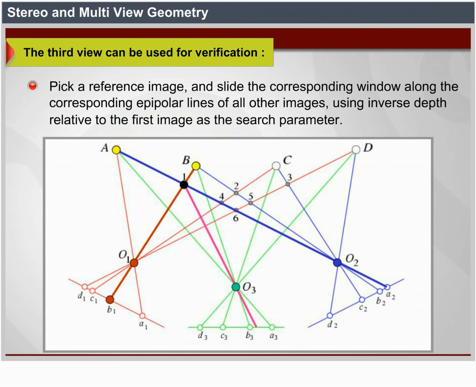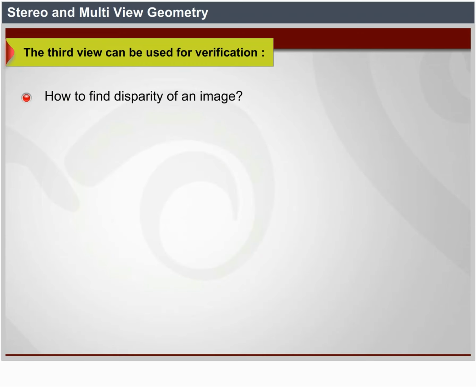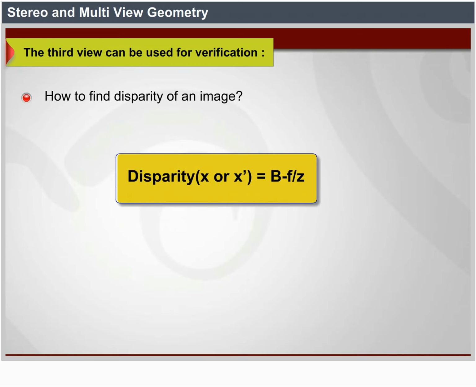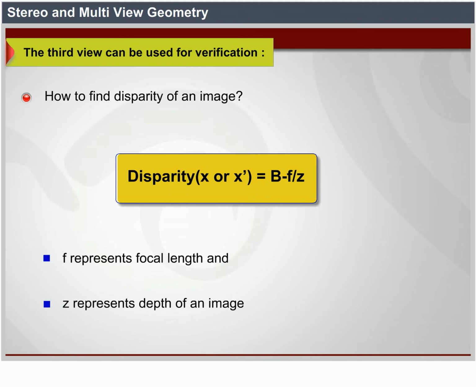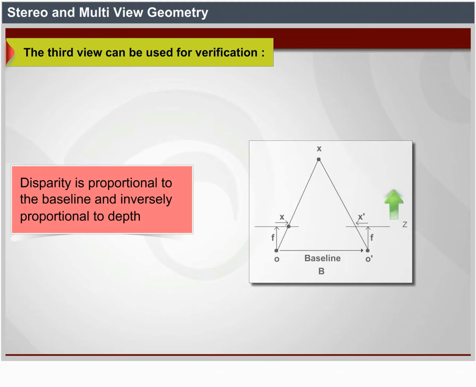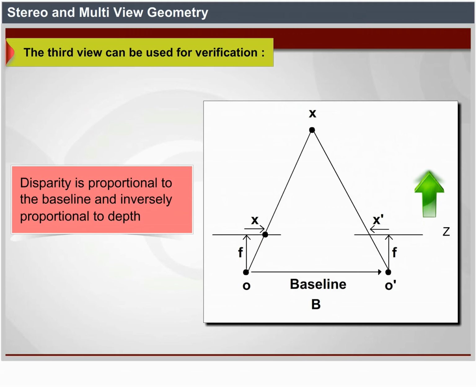How to find the disparity of an image? Disparity x - x' = b·f/z, where b is the baseline, x and x' represent the image points whose difference is the disparity, f is the focal length, and z is the depth. Disparity is proportional to the baseline and inversely proportional to depth. For larger baselines, we must search a larger area in the second image.